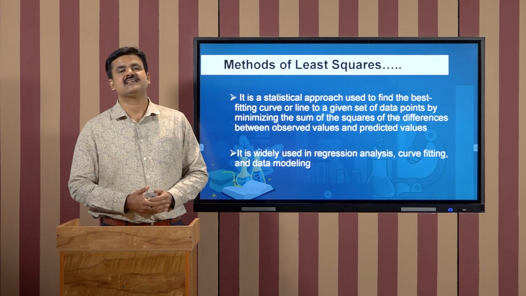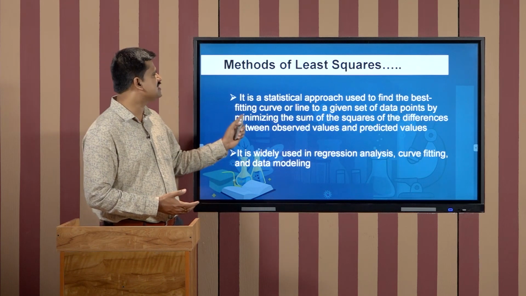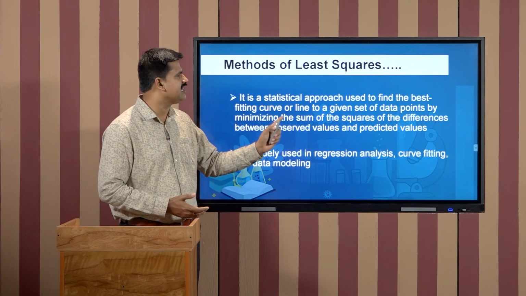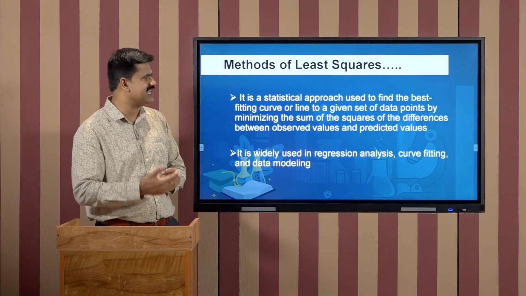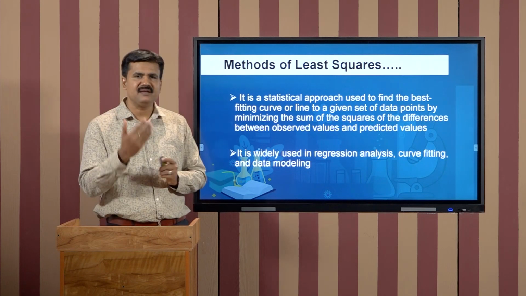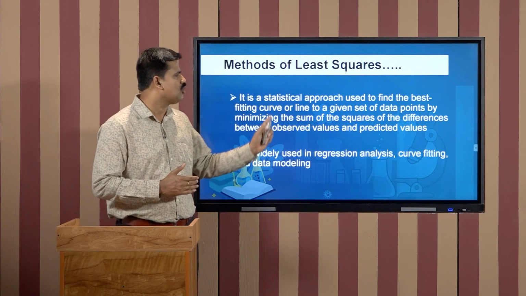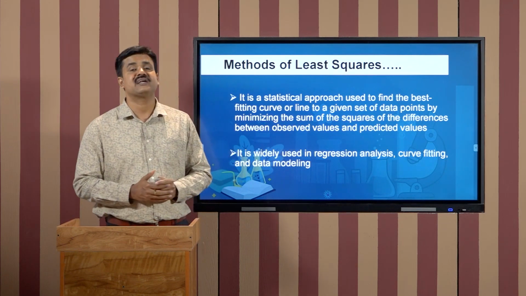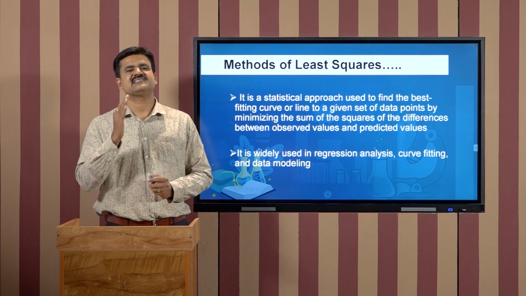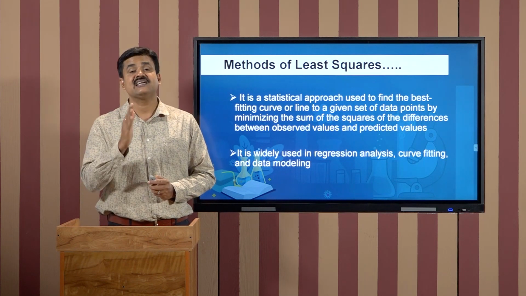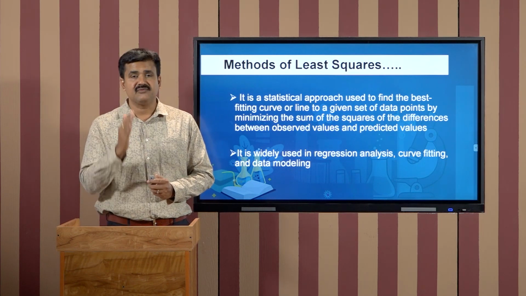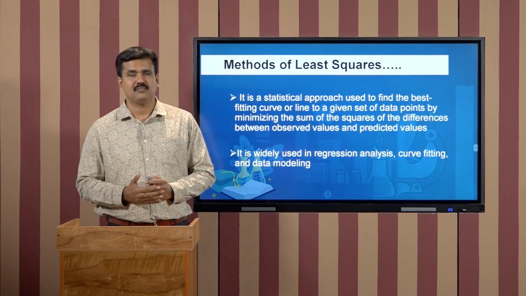It is a statistical approach to find the best fitting curve or line to a given set of data points by minimizing the sum of the squares of the differences between the observed value and the predicted value. It is widely used in regression analysis, curve fitting, and data modeling.